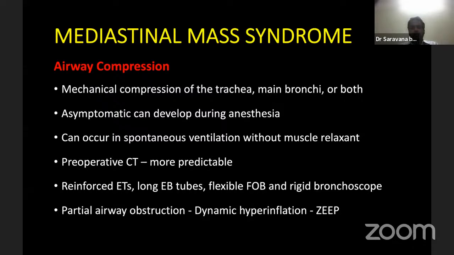The preoperative CT is more predictive, as I already told. We have to look at the tracheal and bronchial diameters and make sure whether this patient may develop airway compression after induction of anesthesia or not. And you should always keep a backup of reinforced tubes and long endobronchial tubes, because if the lower end of the trachea or the right bronchus is compressed, we can advance the tube into the left bronchus. So you have to have long endobronchial tubes and a flexible FOB, and a rigid bronchoscope should always be kept available in the OR when you are dealing with these kinds of patients.